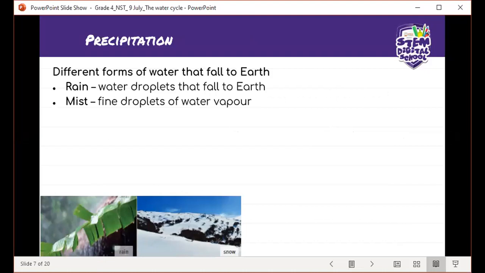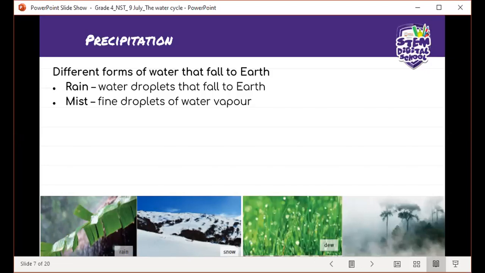Then we also have what we call mist. Mist is fine droplets of water vapor. So mist is fine water droplets of vapor. And if you can just look here at the last picture, the fourth one, that is a picture of mist.